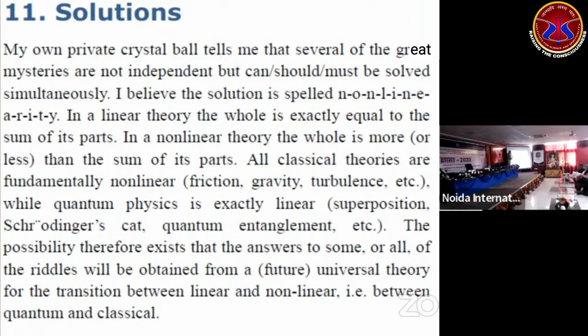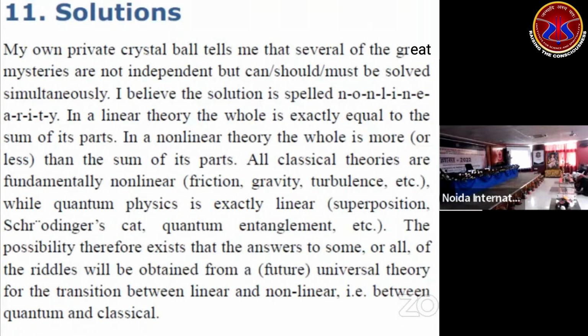But he says that in a non-linear theory, the whole is more or less than the sum of the parts. The reality need not be that mass is conserved, energy is conserved, momentum is conserved. So all classical theories are inherently non-linear. Friction, gravity, turbulence, whatever equations you have, mostly they are non-linear in nature, while quantum physics is exactly linear. So when Schrodinger developed his equation, he wanted a linear equation so that he could add those equations and produce a solution. So the probability exists that the answers to some or all of the riddles will be obtained from a future universal theory for the transition between linear and non-linear.